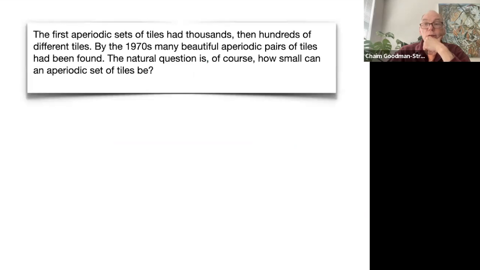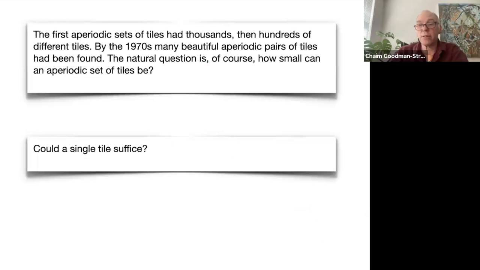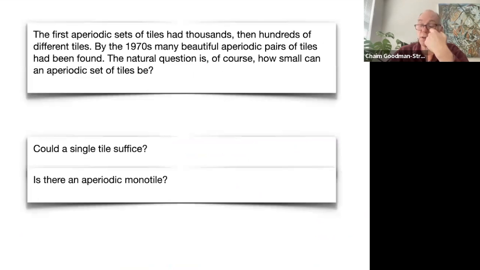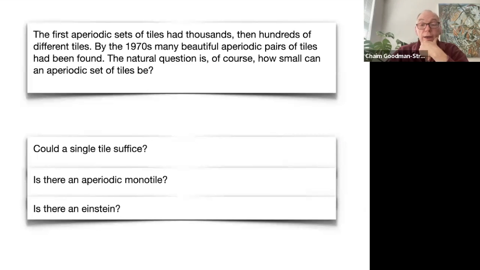So we have, of course, hundreds, and then we had thousands, and then hundreds of tiles. We had aperiodic pairs, and of course we asked if a single tile would suffice. That's obviously the question to ask. And I should say something about this word Einstein. So you were there when I learned about the word, I think. I don't know if you were around when Ludwig Danzer came, so did Sergey.